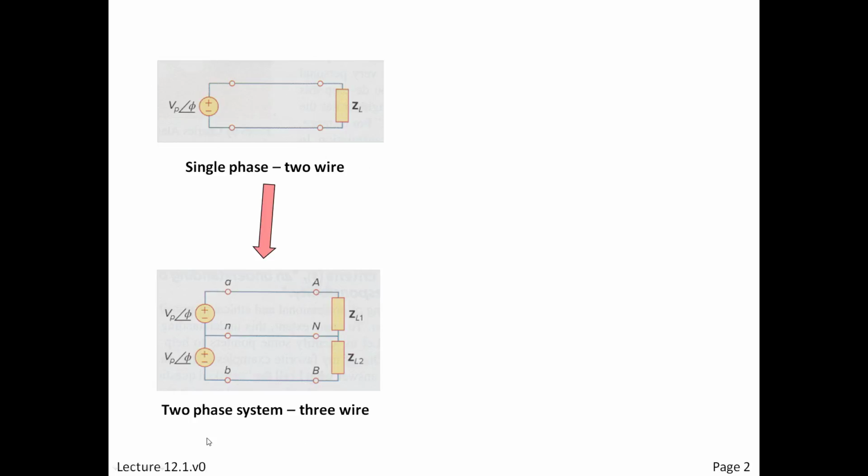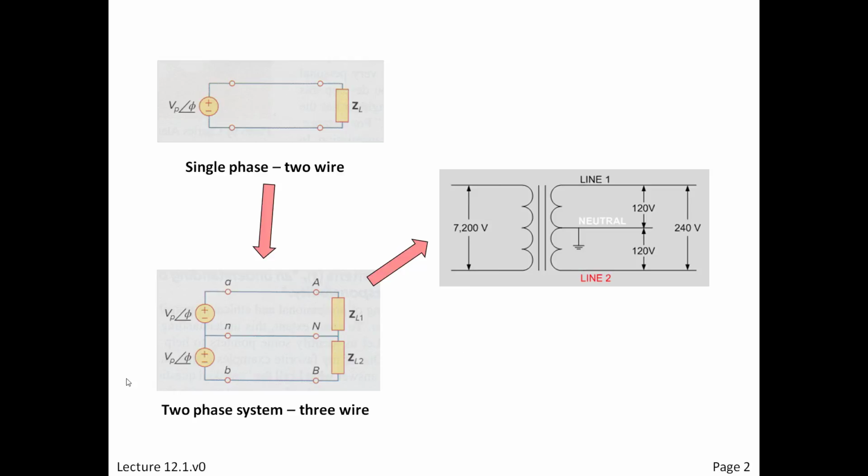Now we move to a two-phase system with 3 wires. And these could be any phases, but we know that a generator that creates the power that gets distributed is something rotating, a magnetic field rotating inside a set of fixed coils. And so those coils are set at some angle relative to each other. And a typical one in a two-phase system might be 90 degrees.